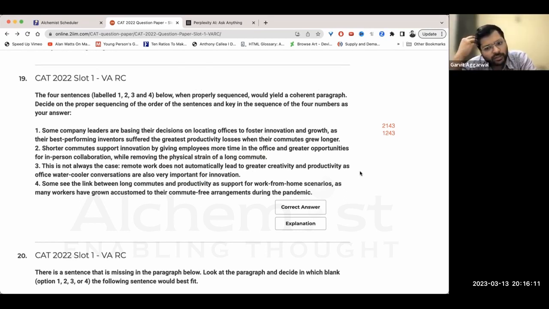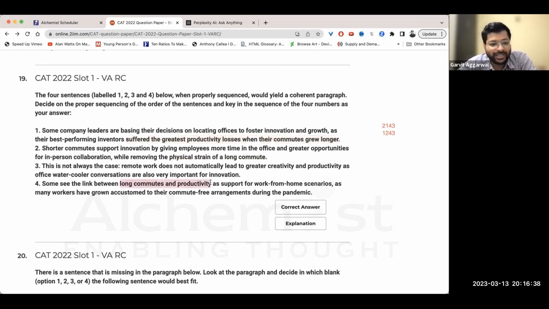One के बाद 4. But in the first, sir, we're talking about productivity. In second, we are talking about the physical strain. In first, we are talking about the productivity, and again in fourth, we are talking about productivity and long commutes. Good point. I like this. ये करिए. The last line है इस sentence की, which is the greatest productivity losses happened because the commute grew longer.